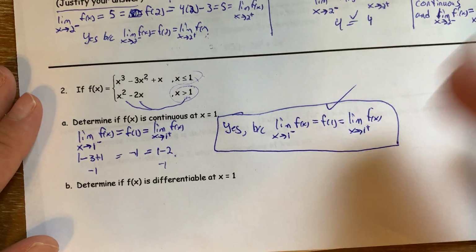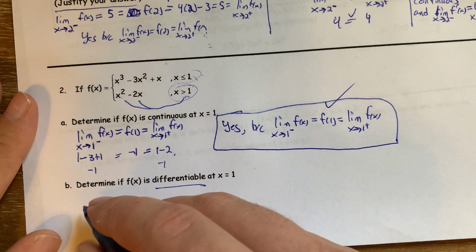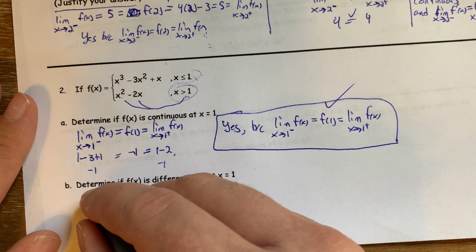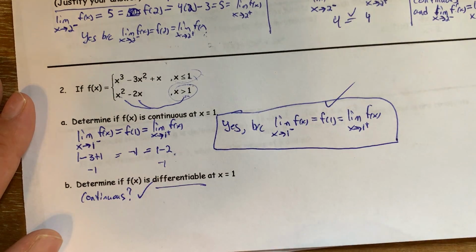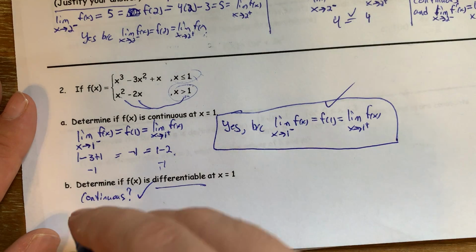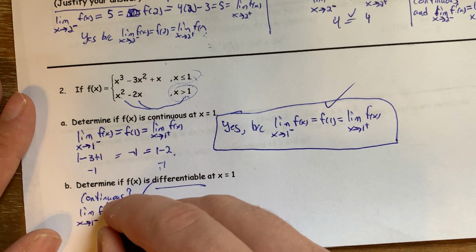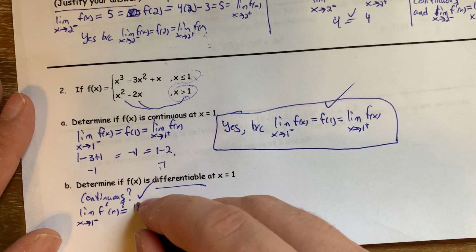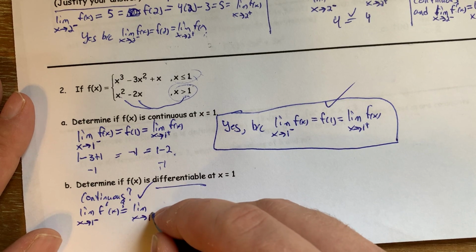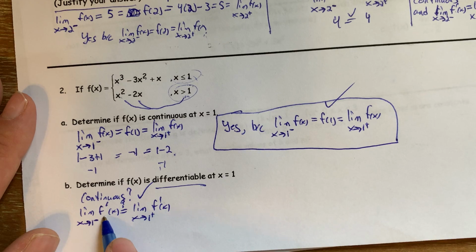Well, to be differentiable, what are the things that need to happen? We need it to be continuous. Was it continuous? Yes, we already checked up above. It was continuous. The other thing is we need the limit as x approaches 1 from the left of f prime of x to be equal to, and I'm going to put a question mark here because we have to check it, the limit as x approaches 1 from the right of f prime of x. So I need the slope as I'm coming in from the left to be the same as the slope as I'm coming in from the right. How do we do that?